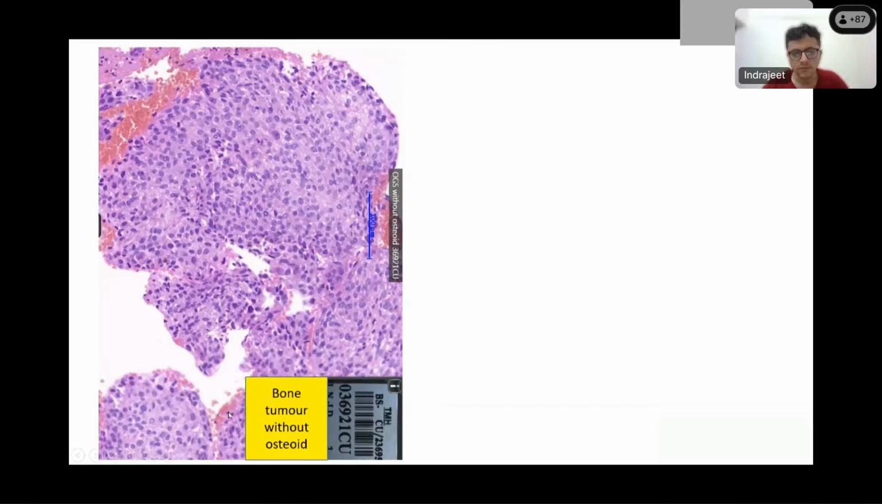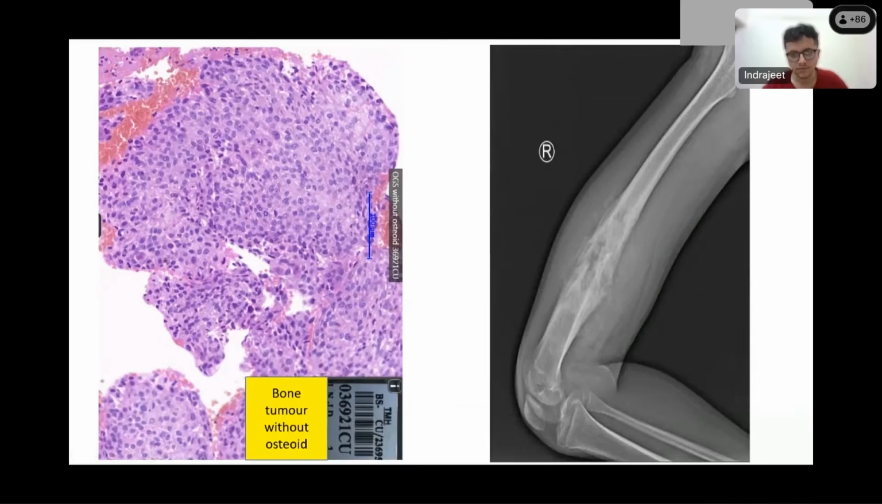You said cystic change, ma'am, that we can see in the image. No, the specific term that is used is aneurysmal blood spaces, secondary aneurysmal blood spaces. That's the terminology you should use in the context of bone tumors. And now this is the histology.